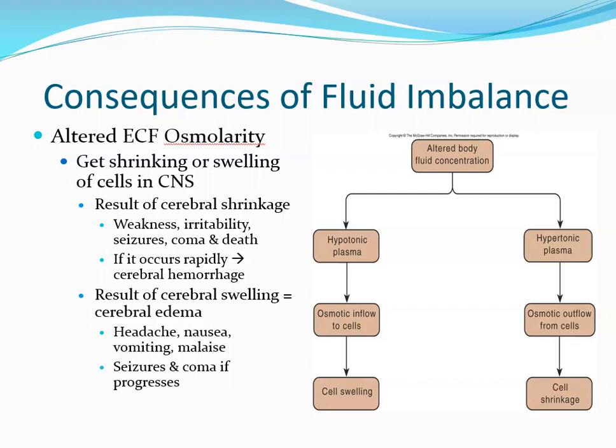Now, what happens as a result of the swelling or shrinking? With cerebral shrinkage, this can result in weakness and irritability, seizures, coma, and death. If it occurs rapidly, it also can result in cerebral hemorrhaging. With cerebral swelling or cell swelling, this will cause cerebral edema. This can result in headaches, nausea and vomiting, malaise, and in severe cases, or as it progresses, seizures and coma.